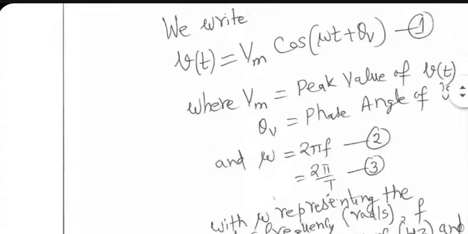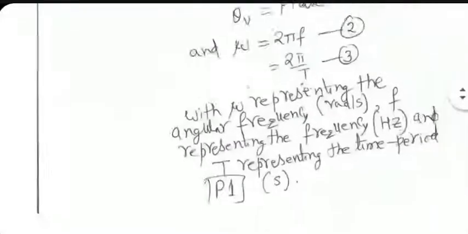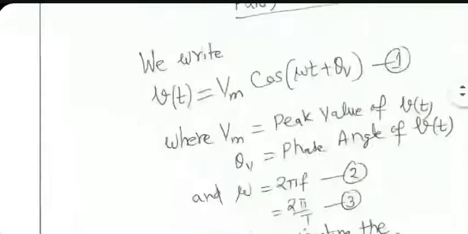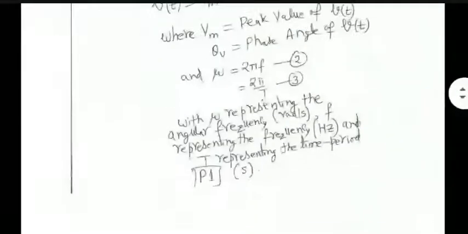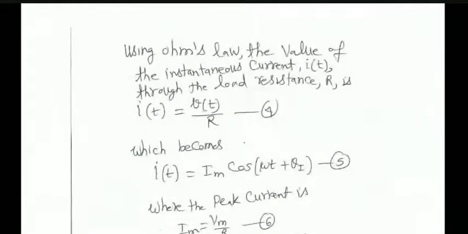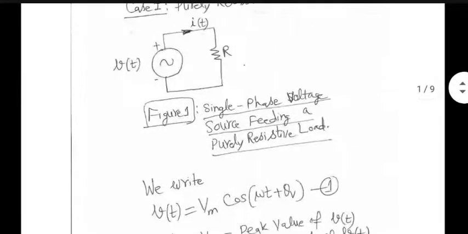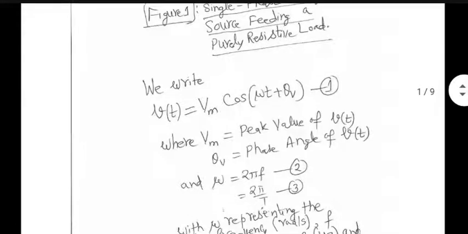Then, and of course, all these have well-known meanings. It's all written in the document. Then small i will be small v divided by capital R. So if you take the small v formula and divide it by R, you will get Vm divided by R as the amplitude, and the rest of the thing will be the same.